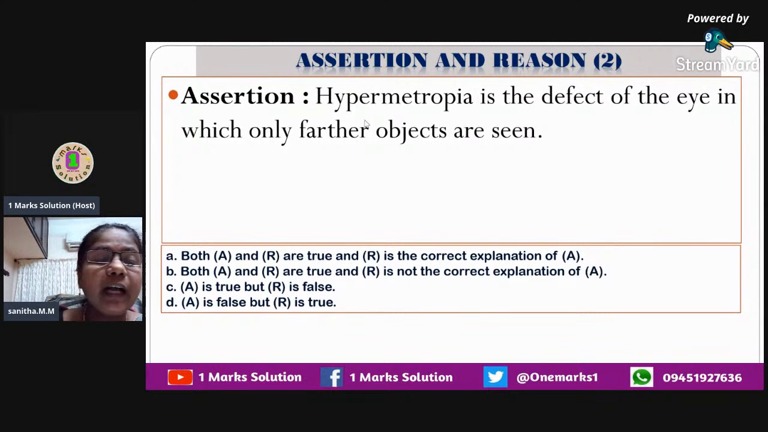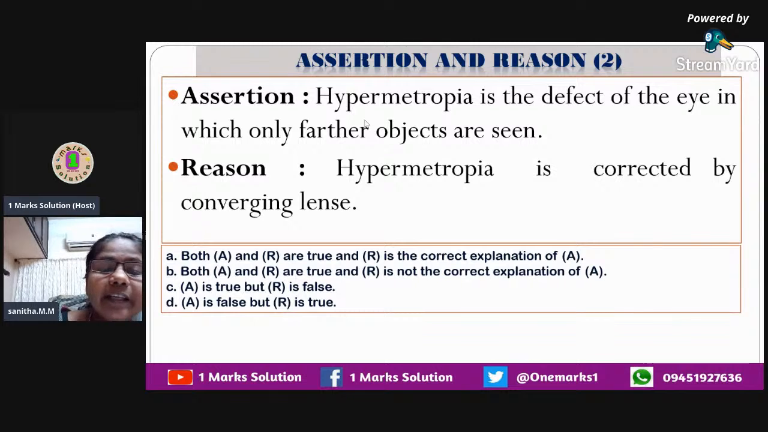It is a defect of the eye in which only farther objects are seen. Our least distance of distinct vision is 25 centimeter, all of you know that, isn't it? If there is no defect, if you place the object at a 25 centimeter distance, it will be clear to you. Our eye will adjust the focal length and all, right? So here it is a defect of the eye: only farther objects can be seen, and the object placed at 25 centimeter cannot be seen. That is the defect.